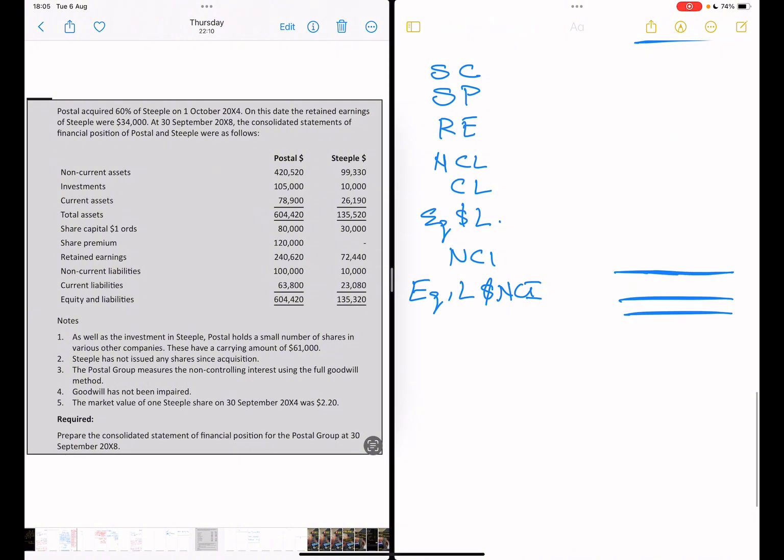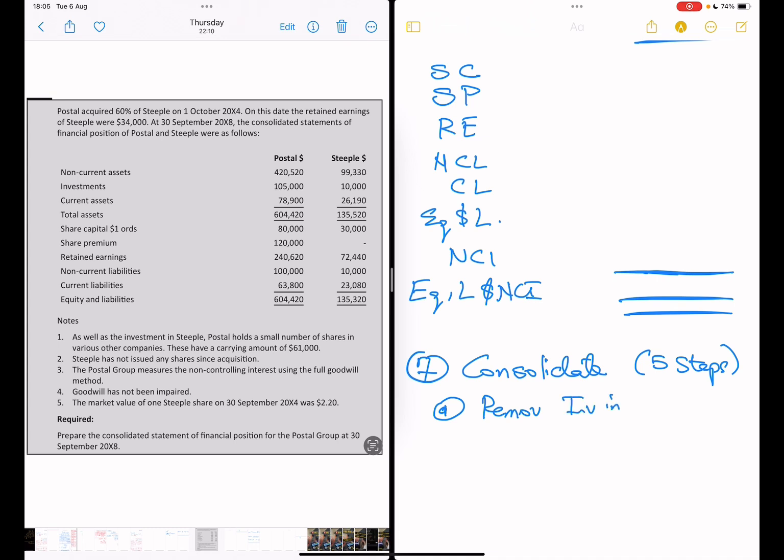Then we can go to step 7. And remember, step 7 is to consolidate. And when I say consolidate, I gave you 5 steps for that. So follow 5 steps to consolidate. The first step I gave you is number 1. Let me call it A so that I don't confuse that. Is to remove investment in subsidiary and the share capital of subsidiary. So we're going to remove investment in subsidiary and remove share capital of that subsidiary.